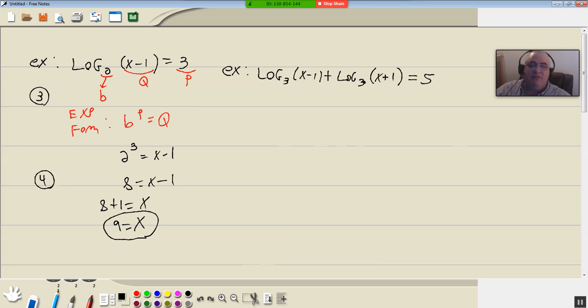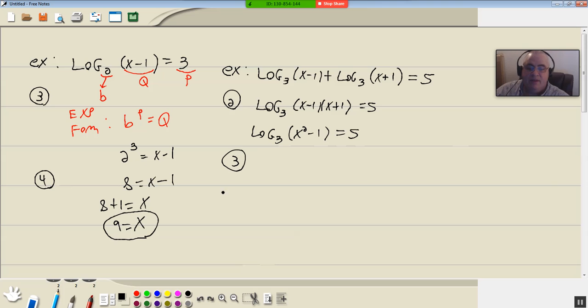Now our first step says get everything with a log on one side, numbers on the other side. That's done. Step 2, use properties of logs to get a single log. Well, notice we have log of something plus log of something. Addition becomes multiplication. So this is log base 3 of x minus 1 times x plus 1 equals 5, which is log base 3. When I multiply these together, it gives me x squared minus 1 is equal to 5.